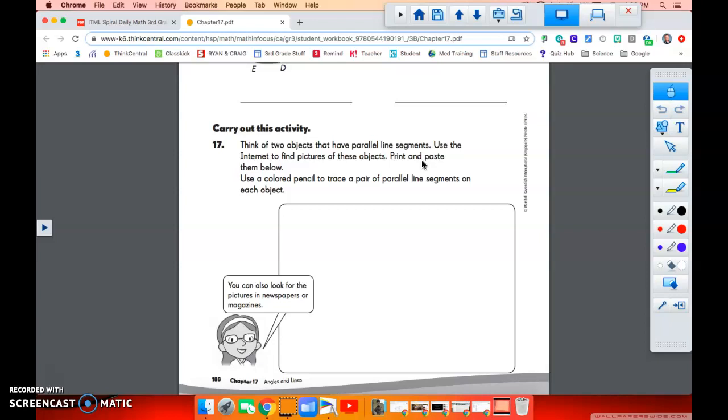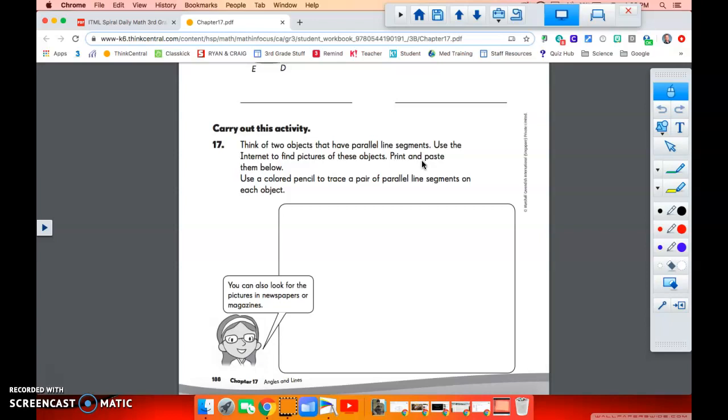Well, I don't have a printer here at home, so what I'm going to do is I'm just looking around my room, okay? And again, I see a TV, and the top and the bottom of the TV are parallel. So I can see that I have a set of parallel line segments. You know what? Both sides are straight up and down. So that's another set of parallel line segments.